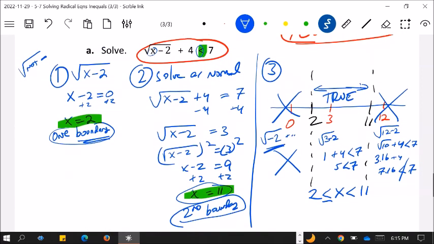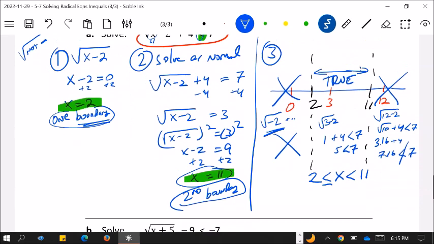If I put an 11 back up here, I'd get a square root of 9. That's 3 plus 4. That's 7. The 7 is not less than 7. That's not true. 7 is not less than 7. It's only equal to. So the 11 can't be equal to, but the 2 can be. So this is one answer, or one way to answer it.